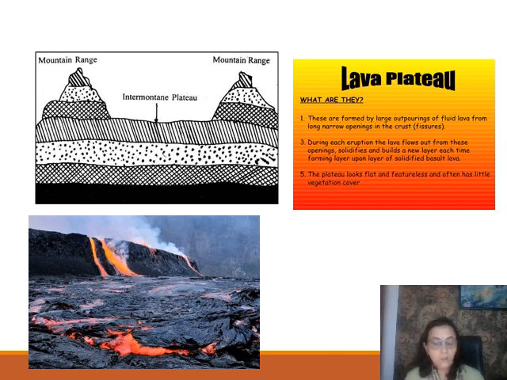The next is the volcanic plateau. As the name suggests, and as you can see in the picture also, these are formed by the deposition of lava. When a volcanic eruption takes place, the lava starts pouring out and piles up on the surface gradually. During each eruption the lava flows out from the openings, solidifies and builds a new layer each time. That is an example of a volcanic plateau. Children, in India also the Deccan plateau is an example of a lava plateau. All right, the other example is the Colombian plateau.